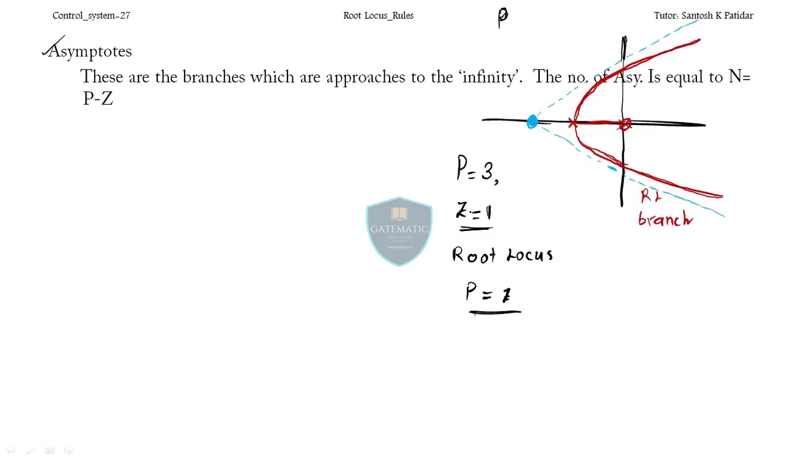So z equal to 1 is okay, and the remaining two zeros will be at infinity. Here the condition is fulfilled that p should be greater than z, meaning a proper transfer function for the root locus, all this assumption. So how many numbers?